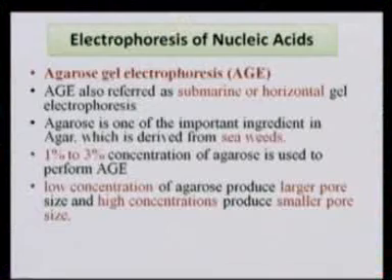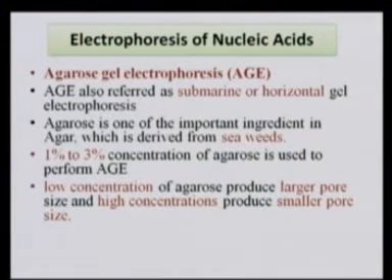Now let us have a brief look at the agarose gel electrophoresis. In this agarose gel electrophoresis, the major ingredient in this gel is agarose, which we obtain from seaweeds. Generally these agarose gels, depending on the nature of separation, will be used at a concentration of 1% to 3%, based on the purpose of your separation.